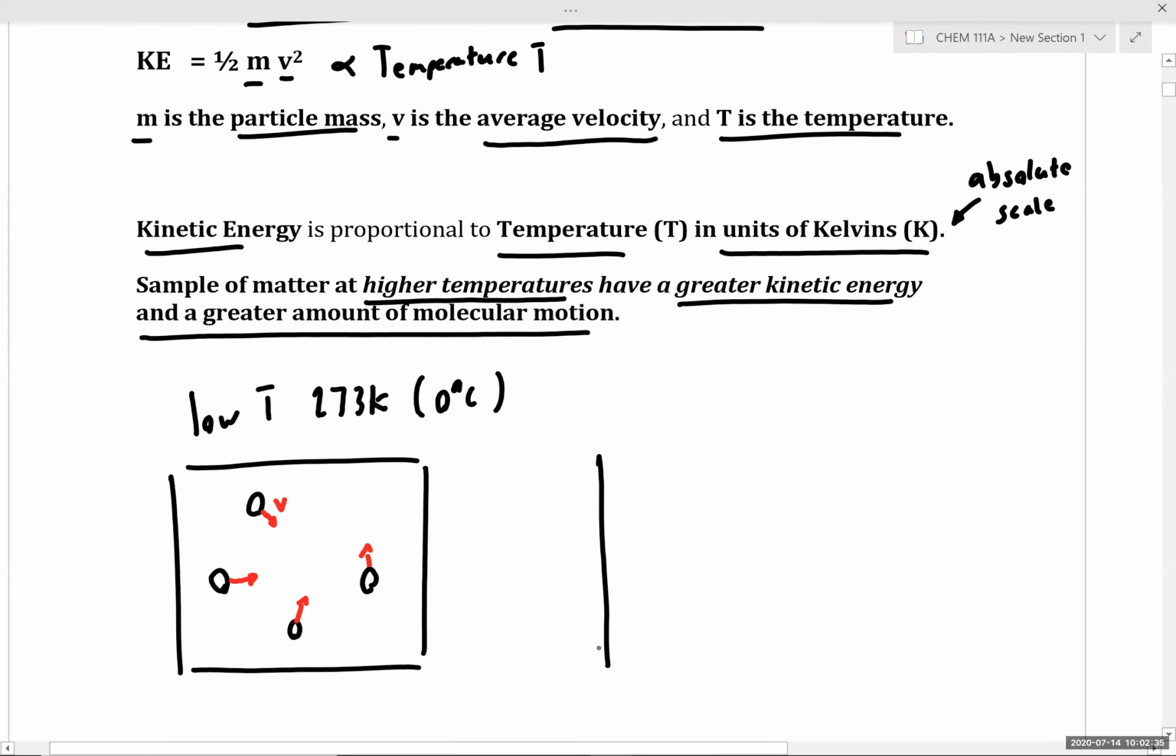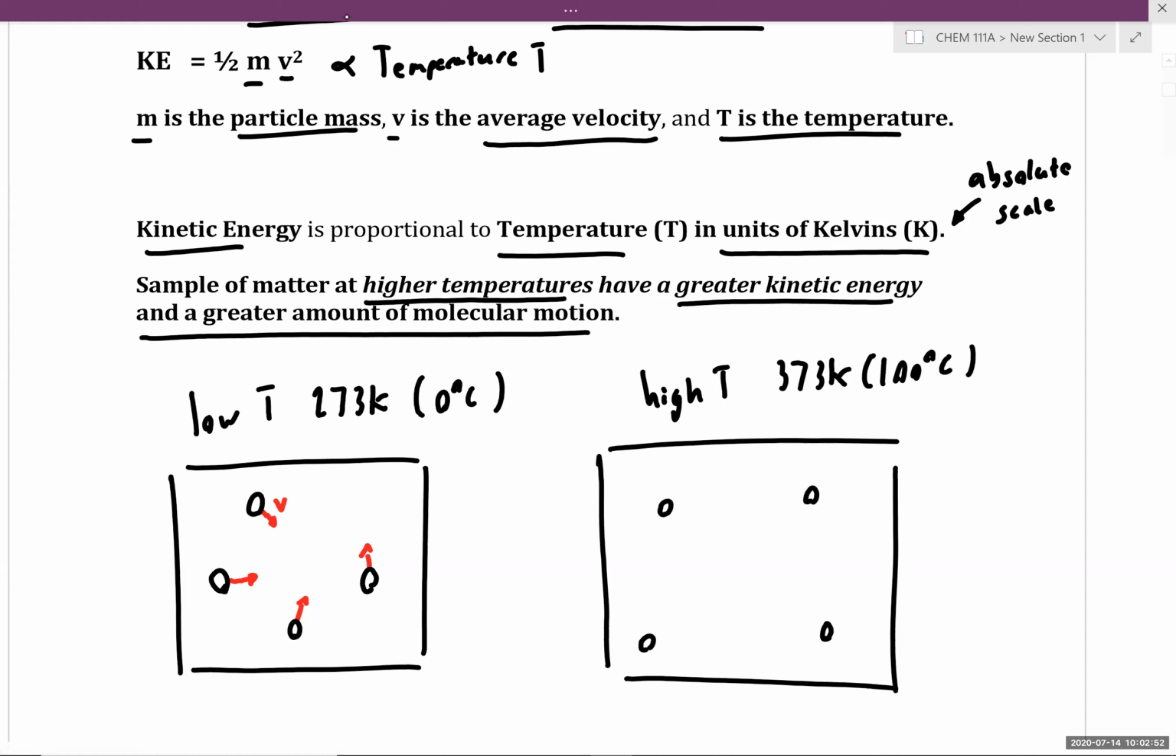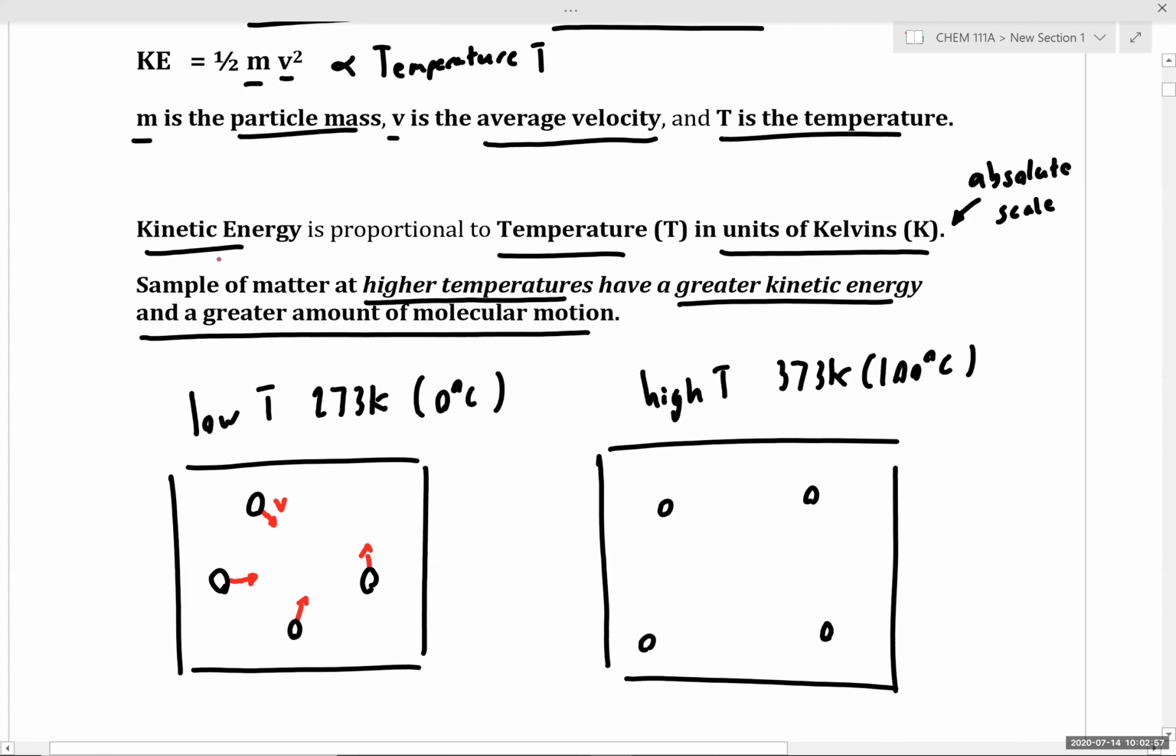If we increase our temperature and we look at a higher temperature sample, let's do 373 Kelvin, which is 100 degrees Celsius. Based on what we've discussed just moments before, would we expect the velocities, the amount of molecular motion, to be greater or smaller at higher temperatures? Would we expect our amount of molecular motion to be larger or smaller? Larger, yep. So we'll draw it with a larger arrow.